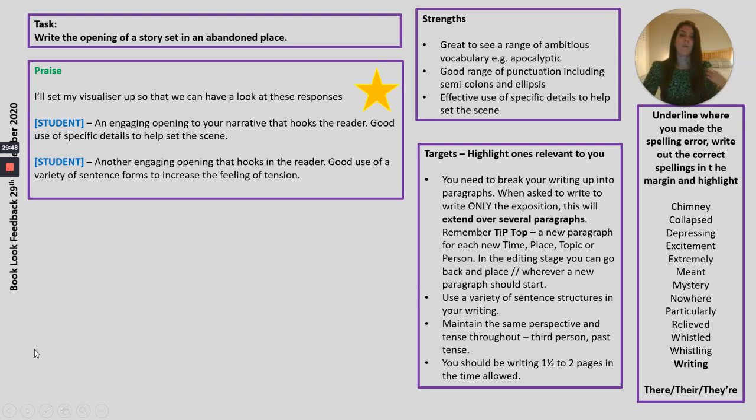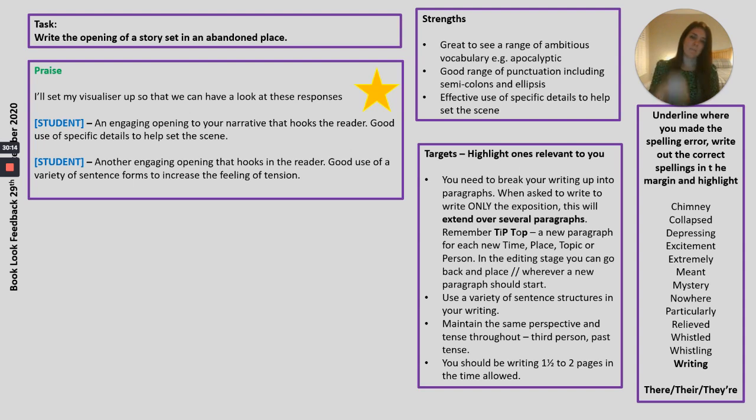And then I will go through the general targets. I'm trying not to overload students by focusing on too many different things. I'm thinking about the general issues across the class. There were a fair few people who were having issues with their paragraphing, so that's the first thing I've picked up on here. Then an issue across the class about varying sentence structures.